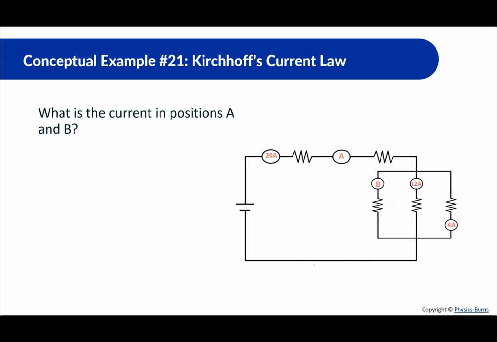All right, moving on. What is the current in positions A and B? The current's going through here. There's 20 amps. There continues to be 20 amps over here with position A. And then things start to split. 12 goes this way. 4 goes this way, which is a total of 16. So that means another 4 has to go this way. So B will have 4 going through it. So we have 20 amps and 4 amps.